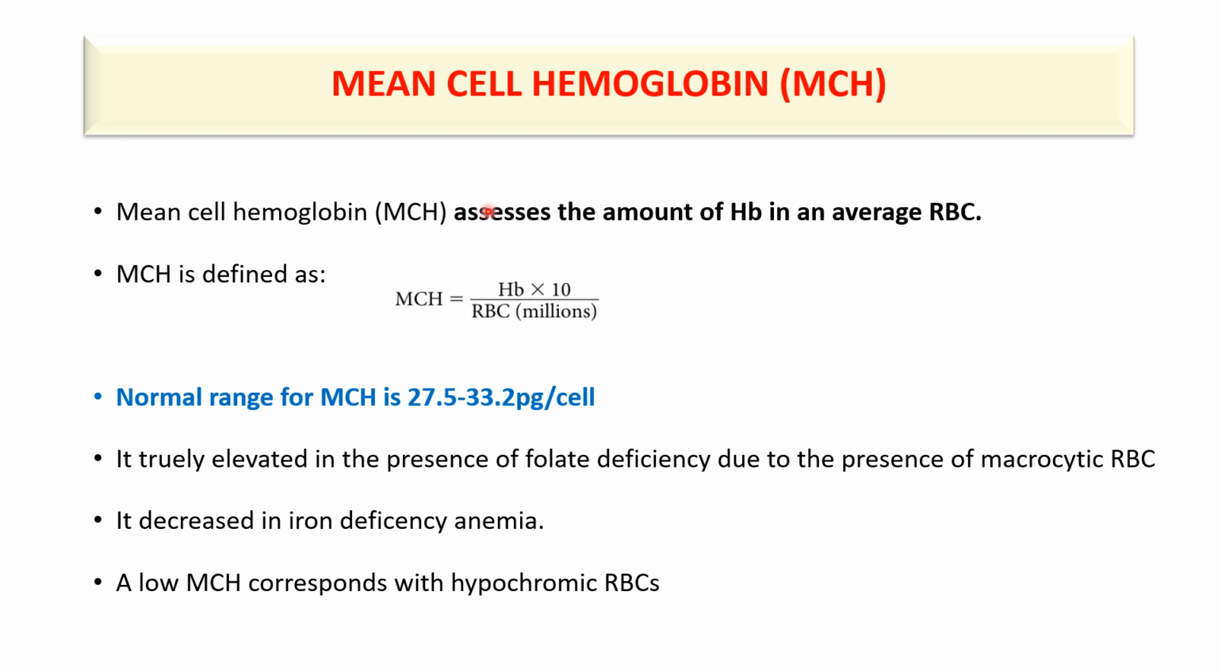Next one is mean cell hemoglobin or MCH. MCH assesses the amount of hemoglobin in an average RBC. The normal range for MCH is 27.5 to 33.2 picogram per cell. It is elevated in the presence of folate deficiency due to the presence of macrocytic RBCs. It is decreased in iron deficiency anemia. A low MCH corresponds with hypochromic RBCs.